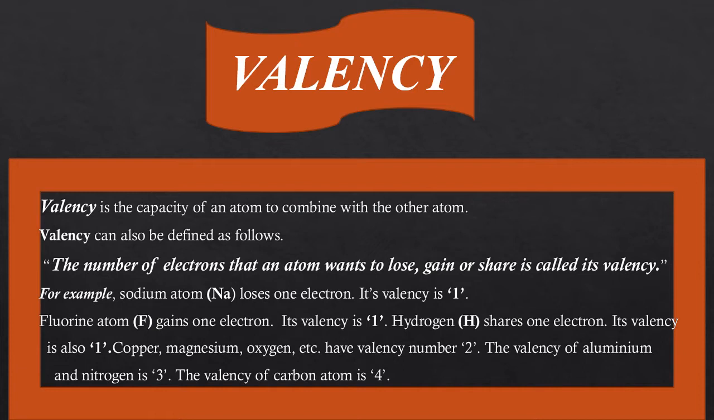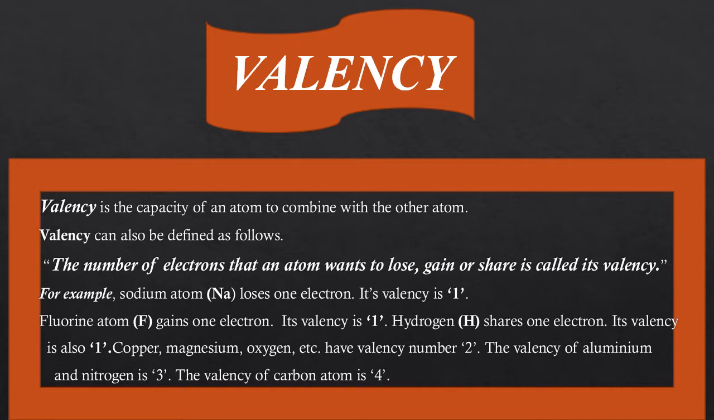Now come to our today's lesson. In today's lesson, we are going to discuss valency. What is valency? Valency is the capacity of an atom to combine with another atom. Valency can also be defined as the number of electrons an atom wants to lose, gain or share is called its valency. The definition of valency is highlighted as you are going to see it in the slide.